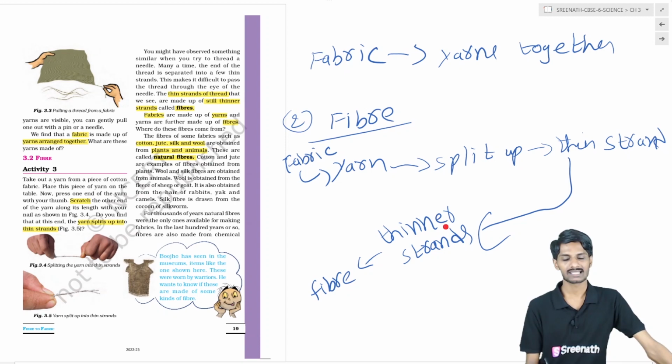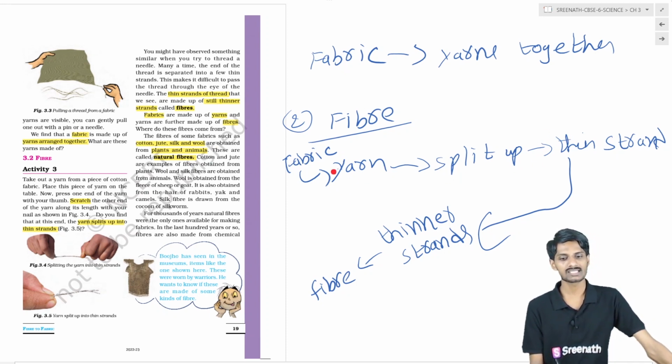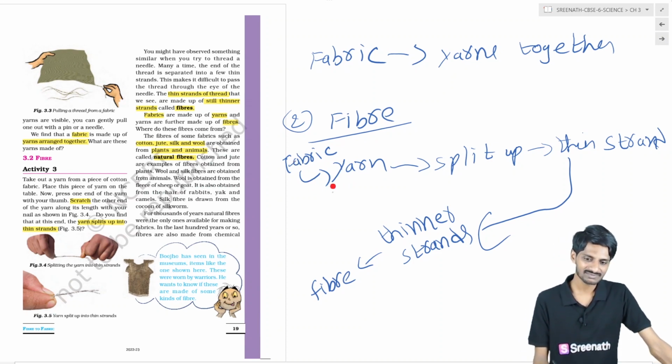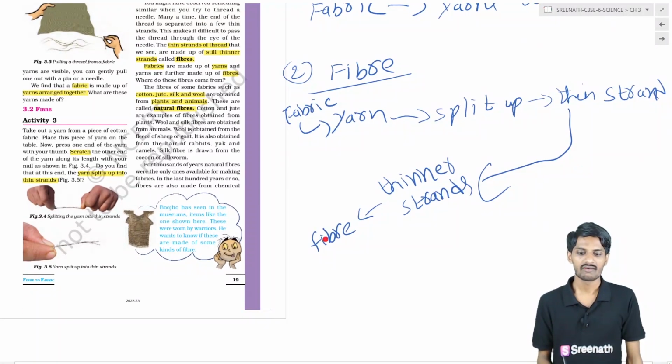So this fiber is the thinner strand, and whenever so many fibers are clubbed together, they become thin strands, and whenever these thin strands are spun, this gives the yarn, and a combination of these yarns together forms fabric, students. So this is how fabric is formed from fiber. So we have understood what fiber means.